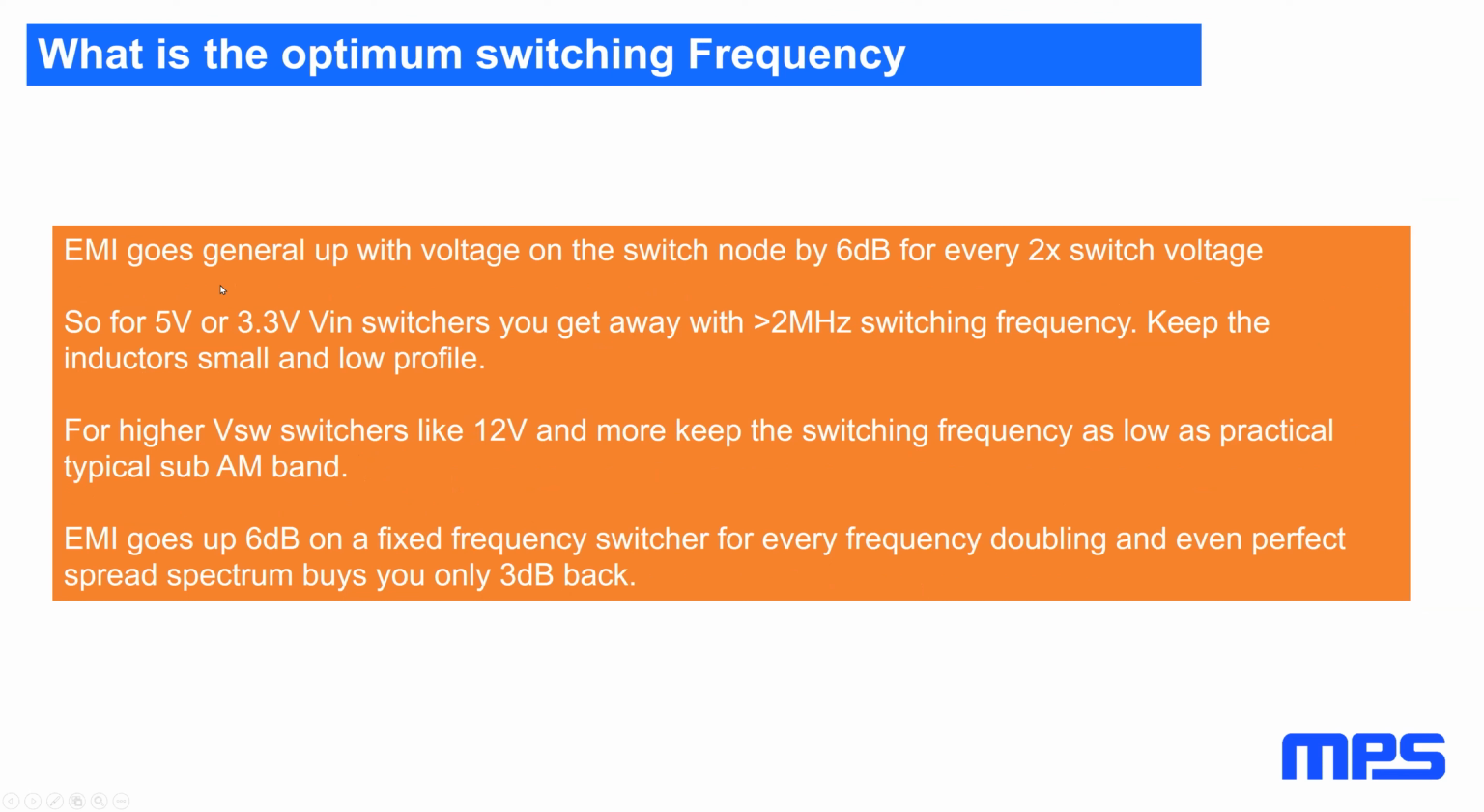What have we learned? EMI generally goes up with voltage on the switch node: it goes up 6 dB for every doubling of the switch node voltage. It also goes up with switching frequency: 6 dB on a fixed frequency switcher for every frequency doubling. Perfect spread spectrum could buy you 3 dB back. So even on a spread spectrum switcher, if you double the switching frequency, even with the best white noise spread spectrum you still get a 3 dB increase per doubling of the frequency.